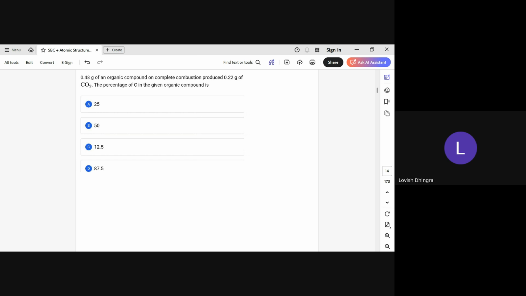Okay, so the question is: 0.48 grams of an organic compound on complete combustion produced 0.22 grams of carbon dioxide. And you have to determine the percentage of carbon in the given organic compound. So how have you done this question? Anyone? What is your approach?